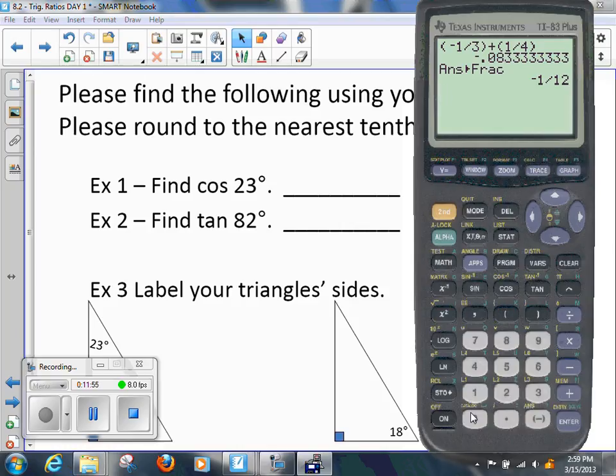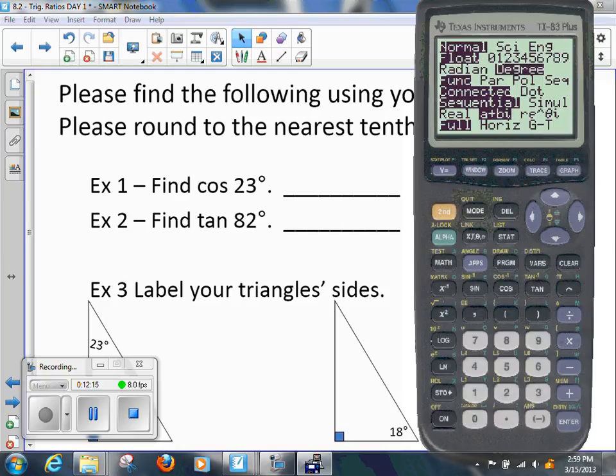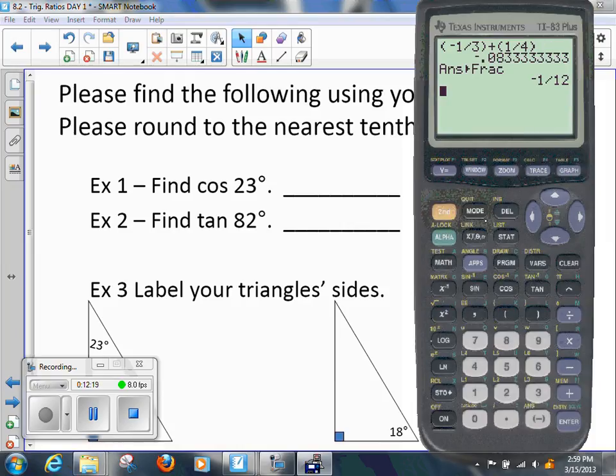All right, you just hit second quit. Now second quit. All right, here we go. Cosine of 23. Hey, is my calculator in the right mode? Yeah, okay, second quit. Cosine of 23. Ooh-wee. Four decimal places here, y'all.